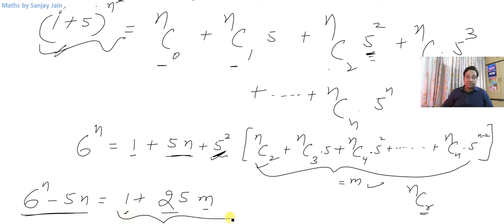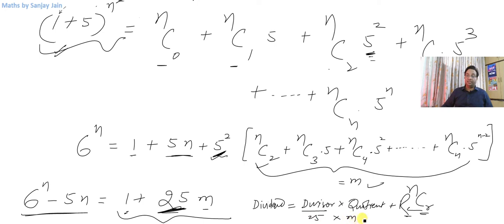So what is this pattern? 25m plus 1. This is something that we studied in class 10th, that dividend is equal to divisor into quotient plus remainder, right? So if I divide something with 25, the divisor being 25, then the quotient I am getting is m and the remainder is 1. This is the meaning. This is the dividend. I am dividing it with 25. This is the quotient and this is the remainder. So 6 raised to power n minus 5n, if divided with 25, will give me remainder 1.